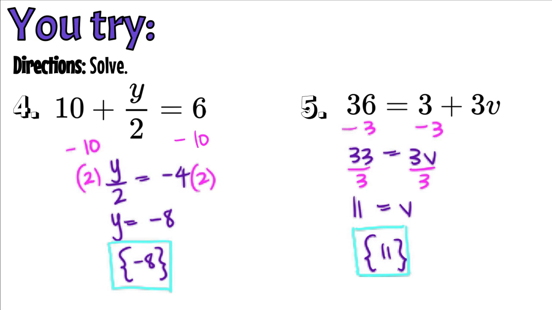Notice that it doesn't matter which side the variable is on. So sometimes the variable is on the left side, sometimes it's on the right side, and you'll even run into situations where the variable might be on both sides, right? But always the goal is to get the variable by itself on one side and then to use inverse operations to find what equals the variable on the other side.